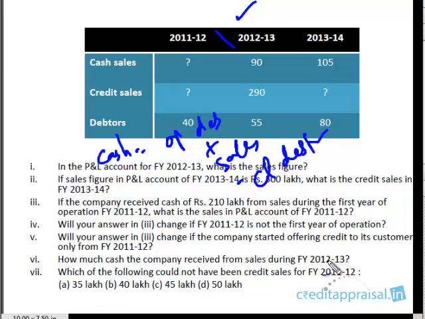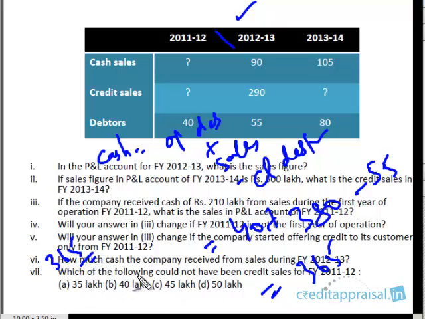So how much cash the company received in 12-13? For this year, what is the opening debtors? It is the closing debtor of the previous year, right? Please note that the closing debtor is nothing but the opening debtor of the next year. So this is 40 plus sales during the period, which is the total of cash sales and credit sales, right? 380. This is 90 plus 290, 380, minus closing debtors. This is 55, right? This is 365. So the company received cash of 365 lakhs during the financial year 2012-13. Please note that even though the total of cash sales and credit sales is 380, the company received only cash of 365, right?